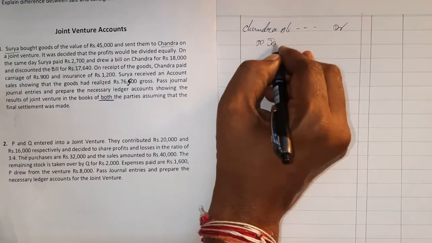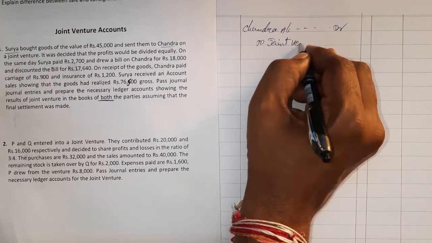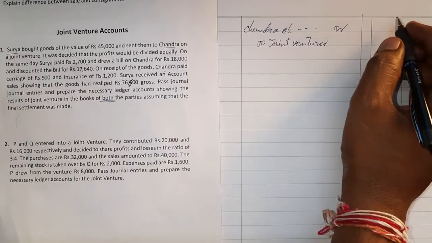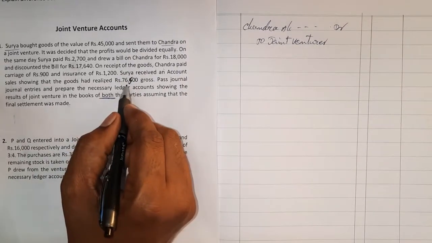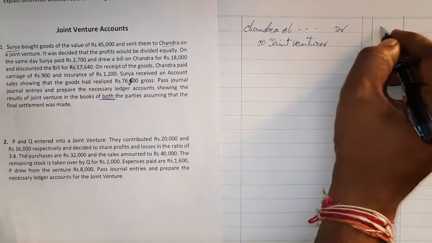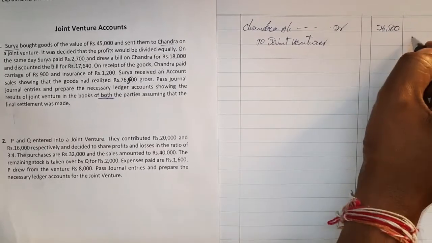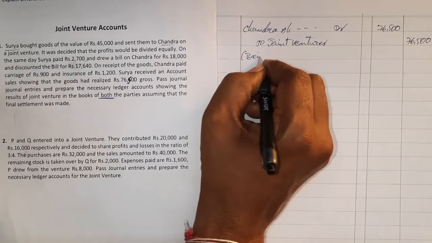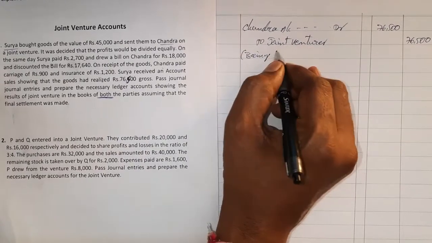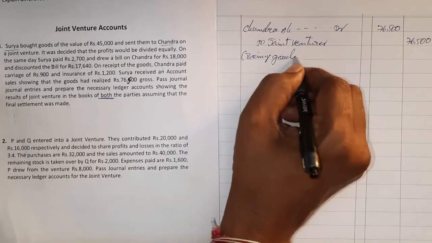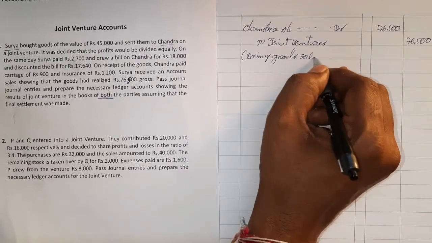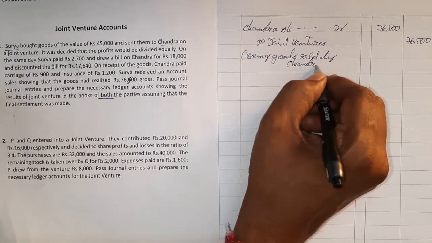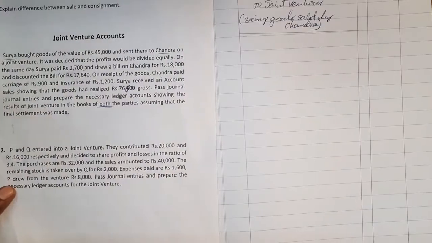to joint venture account. Joint venture account, incomes we should credit. Everyone should remember this. Chandra's account debit to joint venture account. The amount is 76,500. The narration is being goods sold by Chandra. Okay, like this you can write narration.